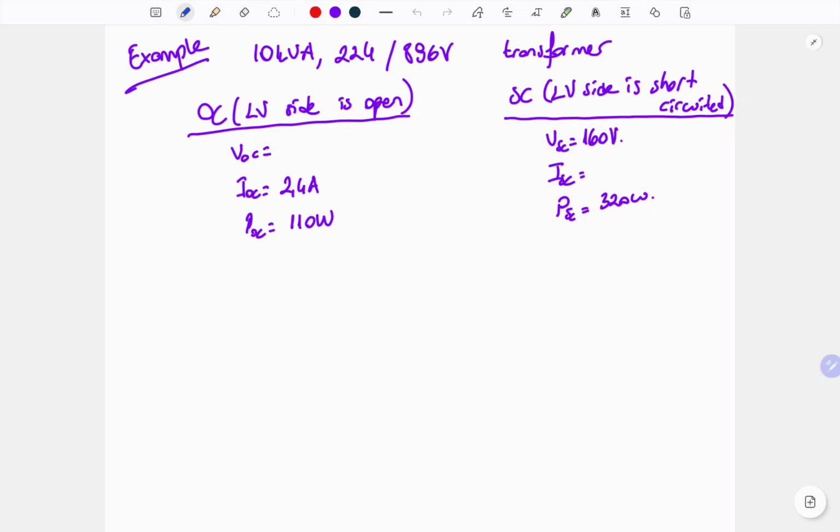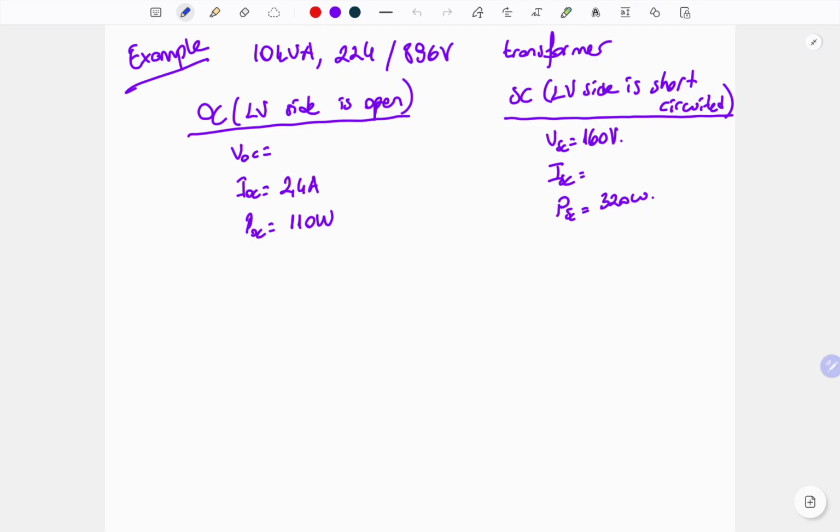Hello everyone. We will solve another example about the calculations of the transformer. We will try to calculate equivalent circuit parameters first of all, then the voltage regulation, and finally efficiency will be calculated. So let's start with the given values.